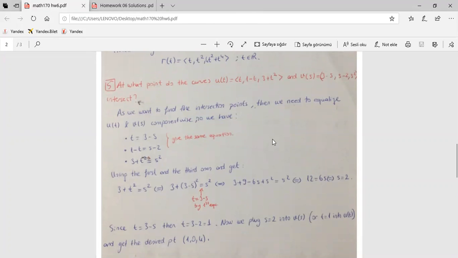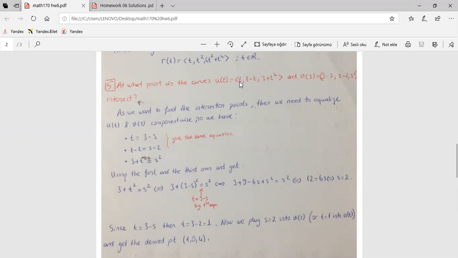Now, fifth question. Now we're given two curves. One of them is u of t, and the second one is v of s. We want to find the intersection points of these two curves. So we need to, again, equalize each of the components. So we equalize them component-wise, okay, to find the intersection point.